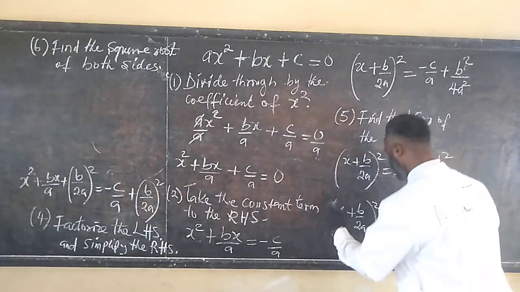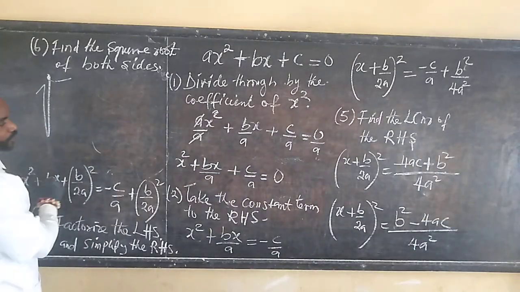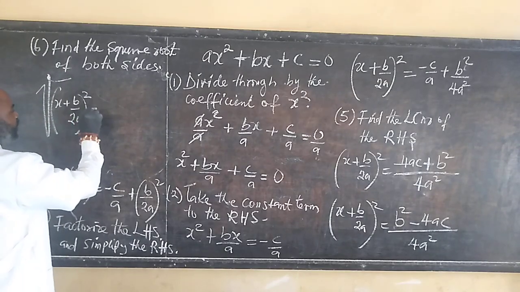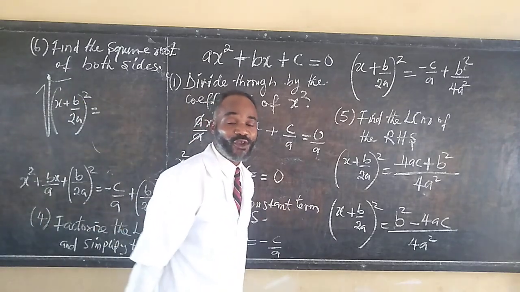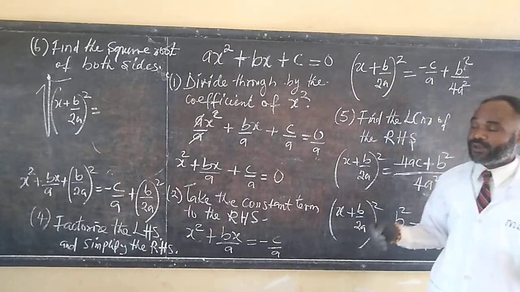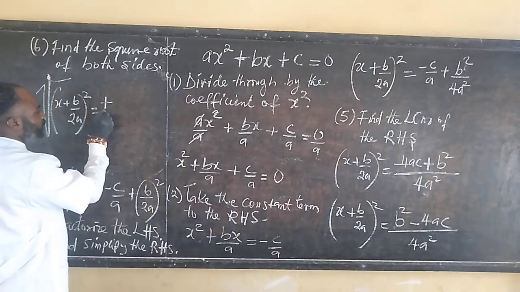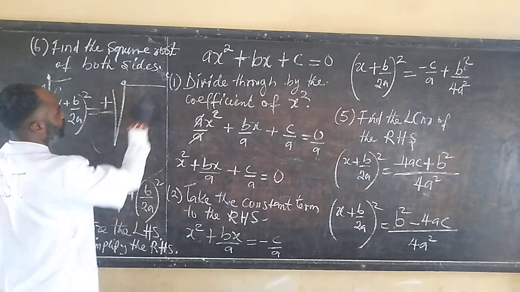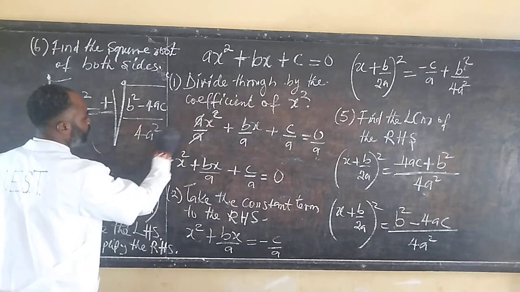We're going to find the square root of this side and the square root of that side. Let's go. This side, we have the square root becoming x plus b all over 2a. The square root is moving to the other side. It must assume either a positive sign or a negative sign. I repeat, it must assume either a positive or a negative sign. So that's why we have plus or minus. And then the square root of b squared minus 4ac all over 4a squared.